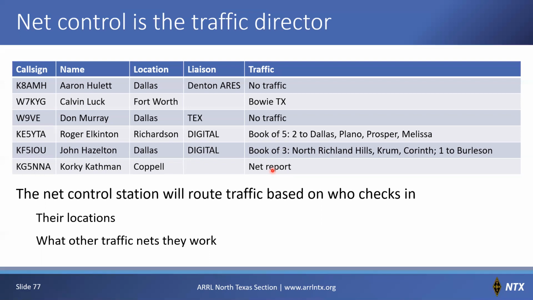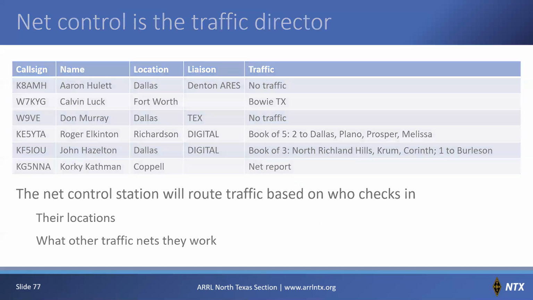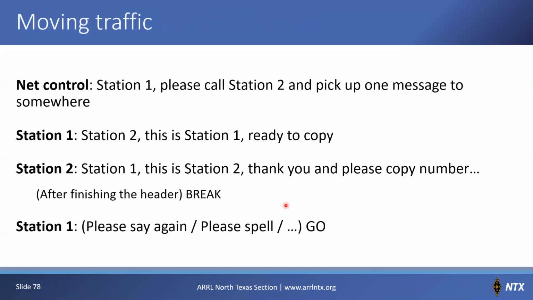Why not? Why email them when you can just put it in a radiogram and send it to me on the air? So he had a net report that would go to the net manager, and then at the end of the month, the net manager sends me that through the traffic system. We do all that through the traffic system as much as possible. So why not? So once we have all those check-ins and we've got something that we're going to route, then we'll connect 2 stations together. Net control will say, this station, please call that station and pick up 1 message to Dallas. And then the conversation will begin.